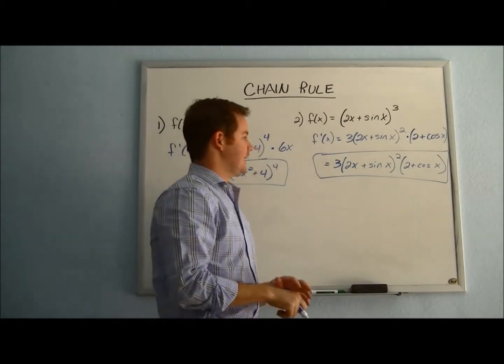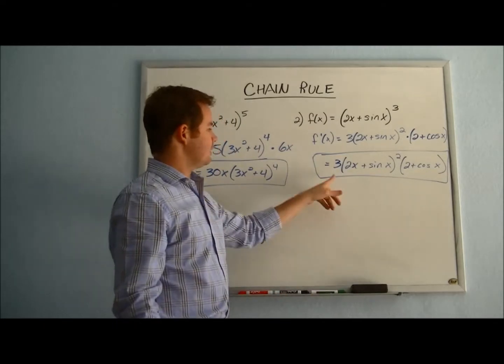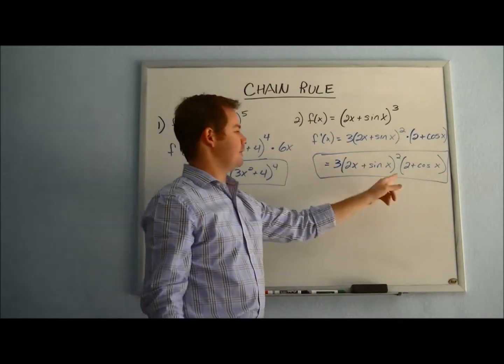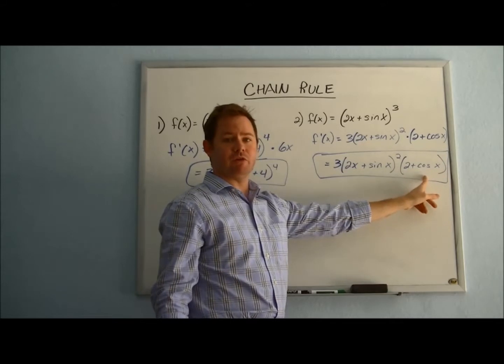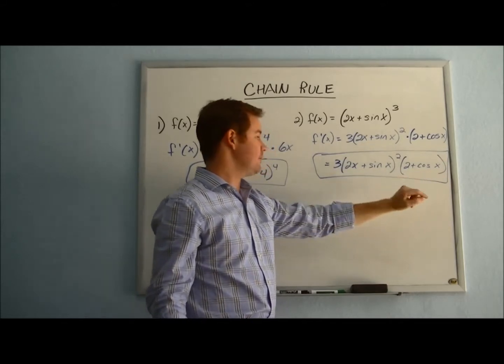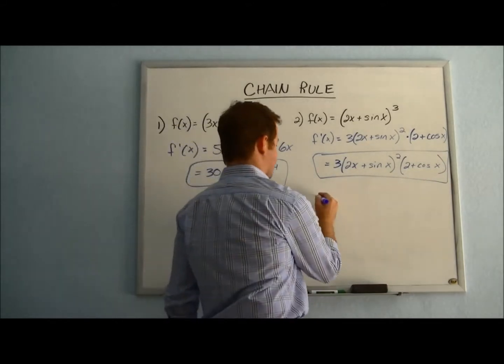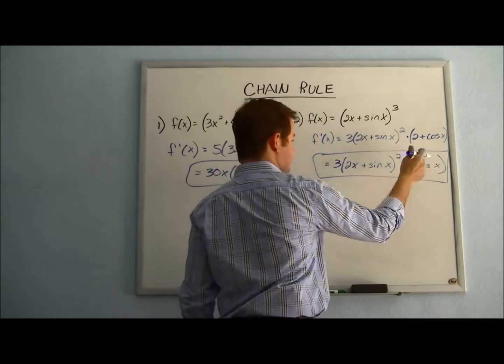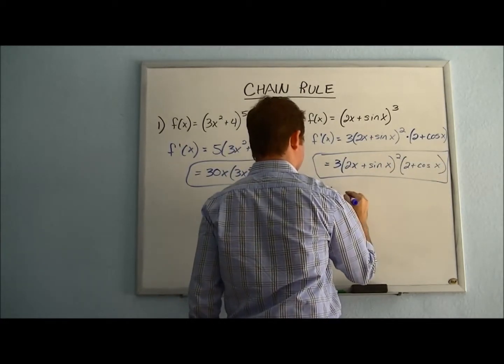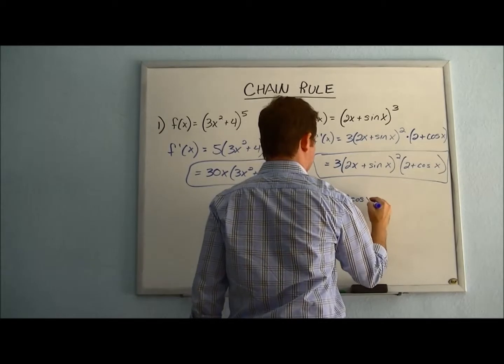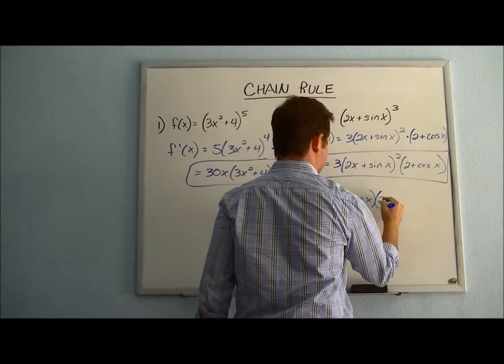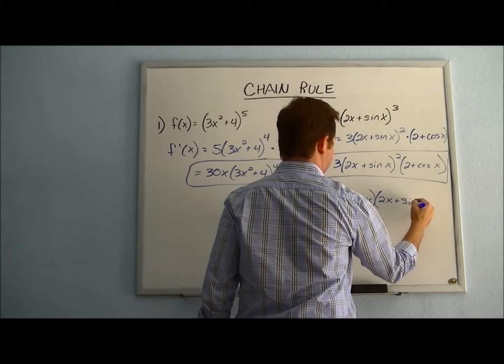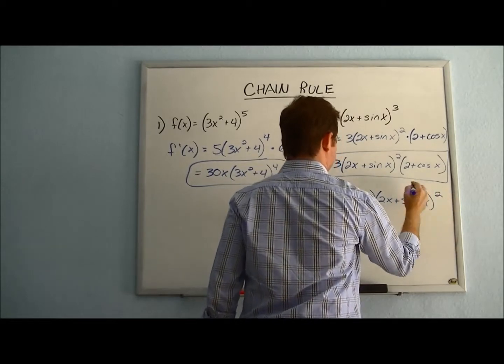And we'll leave it that way, but just to show you an alternative that you might see or that your teacher might ask you to do on a test, a lot of times teachers will ask you to multiply the coefficient times whatever the derivative of the inside happened to be. So you could also see this written as, if you had distributed that 3 to each of those terms, (6 plus 3 cosine x) times (2x plus sine x) squared.